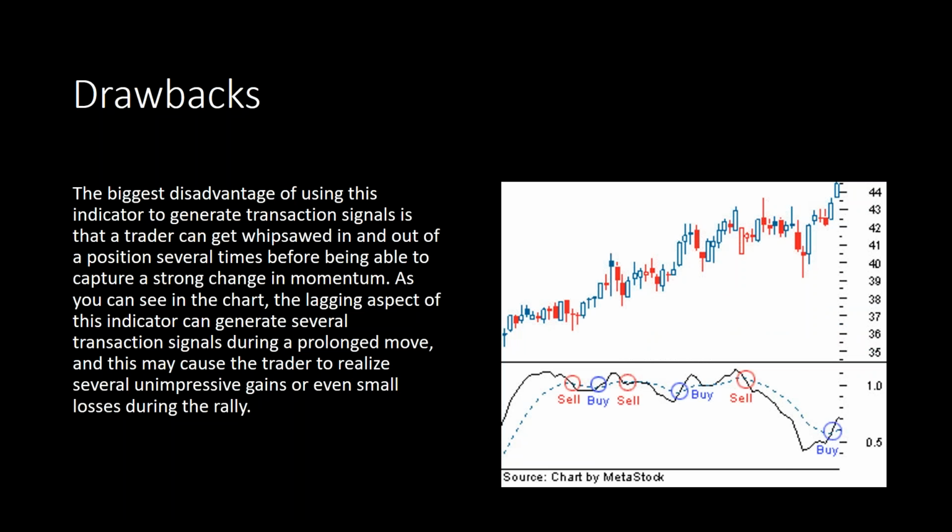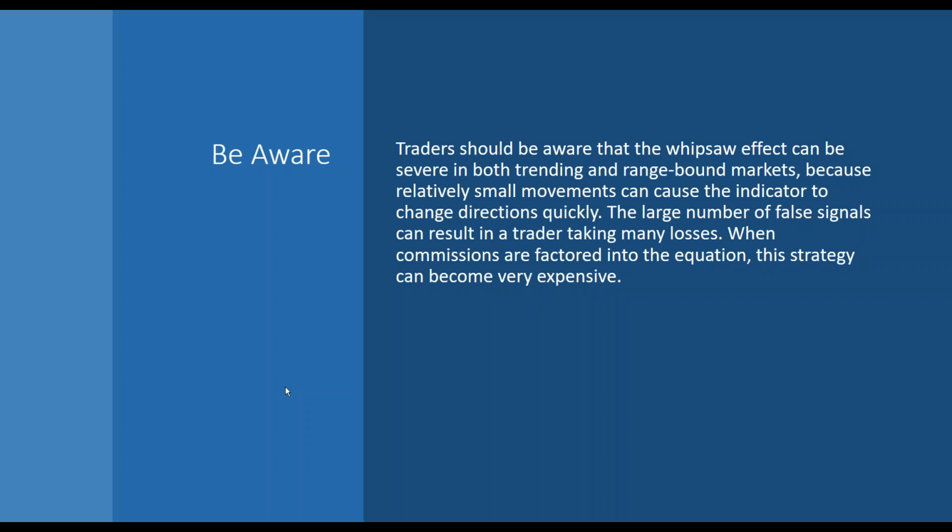Now, the biggest disadvantage of using this indicator to generate transaction signals is that a trader can get whipsawed in and out of a position several times before being able to capture a strong change in momentum. As you can see in the chart, the lagging aspect of the indicator can generate several transaction signals during a prolonged move. So it means the harder the move, you will get buy and sell signals, and because these buy and sell signals don't predict how long to stay in the market, if you were to buy and then sell, then enter and exit, you wouldn't be able to capture in one trade all the momentum of the market.